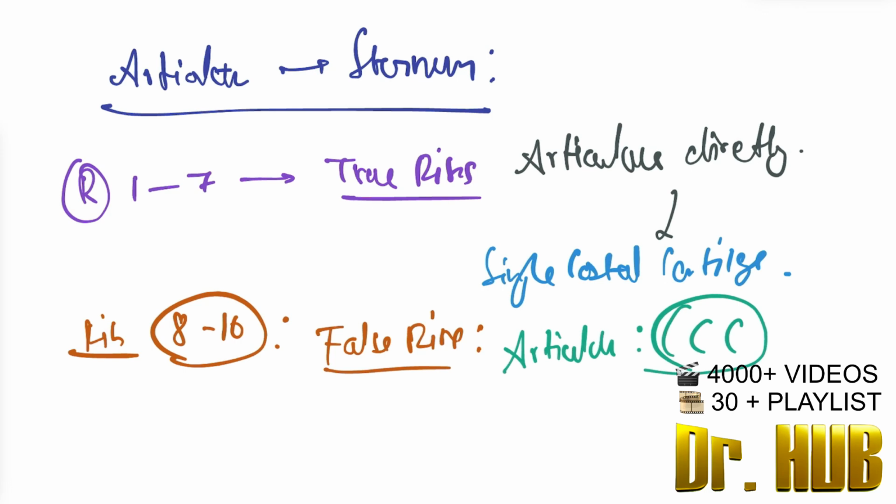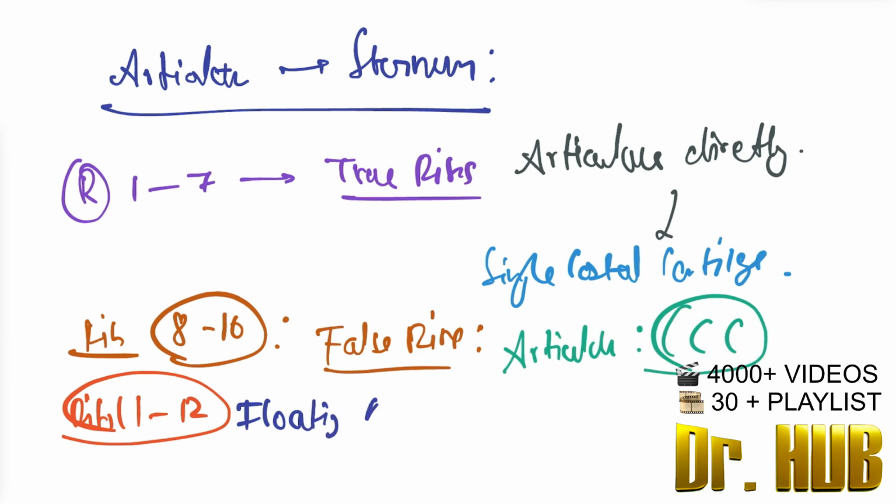Next we move on to ribs 11 and 12. Ribs 11 and 12 are the floating ribs. They do not articulate with the sternum.